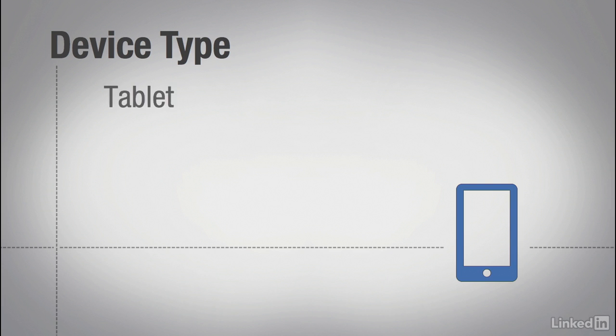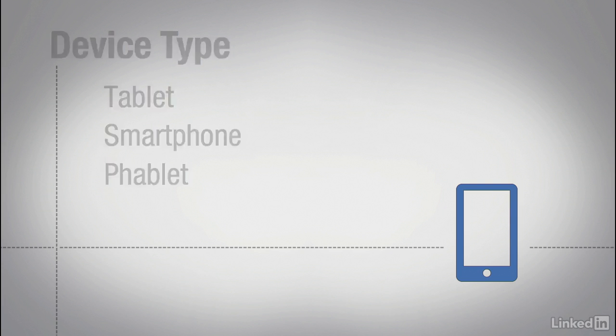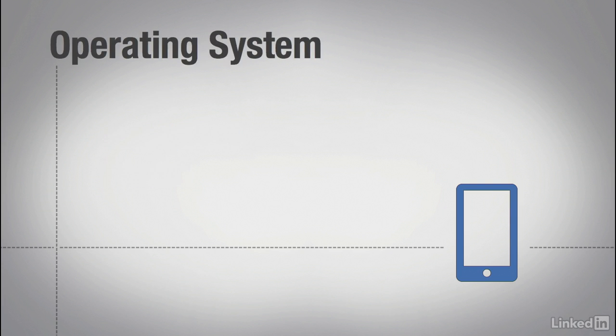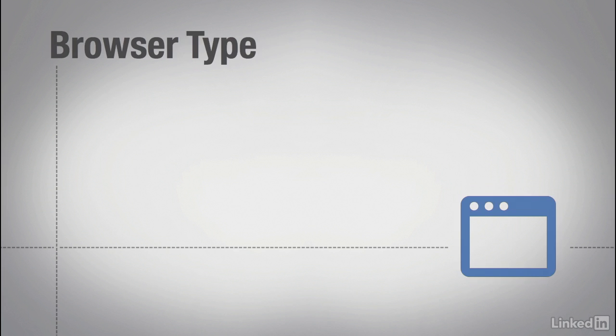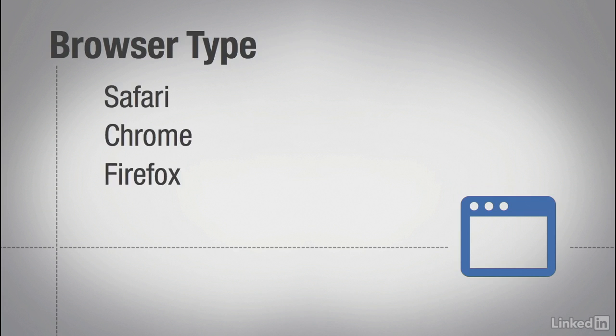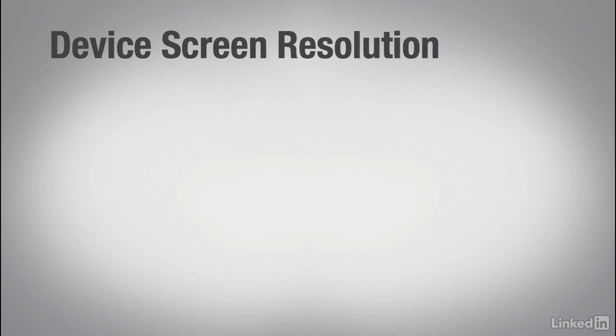Device type. The device type attribute can be broken down to a few attributes, including the type of device a consumer has, such as a tablet, smartphone, or phablet, as well as their operating system. Is it running Apple iOS or Android? Or the browser that's on the device, the type of browser being used, like Safari or Chrome, Firefox. You also want to take into consideration the screen resolution that the device has. Higher resolution screens demand that you create higher resolution images.